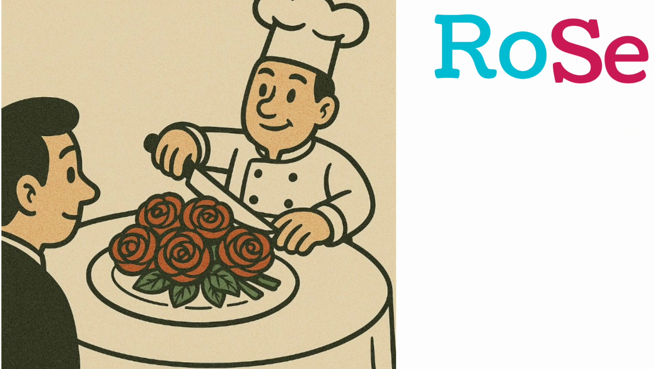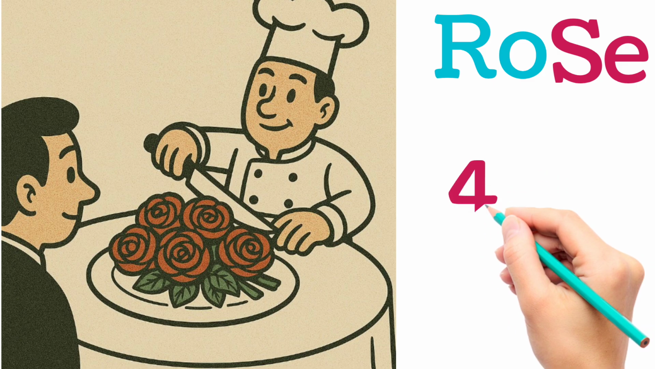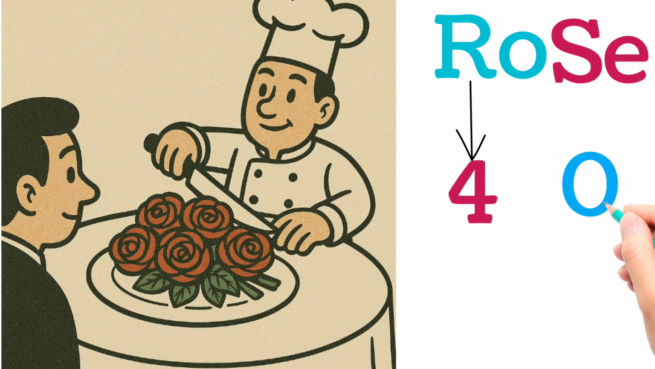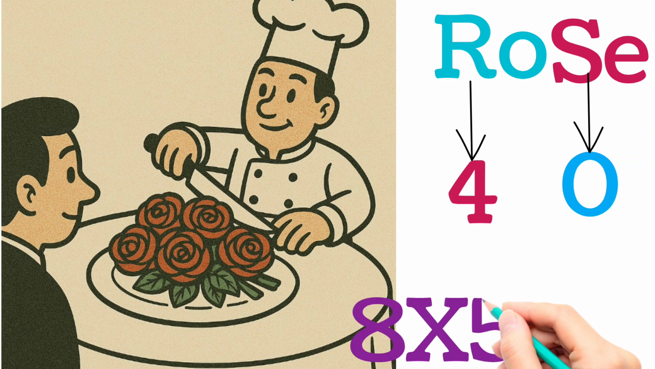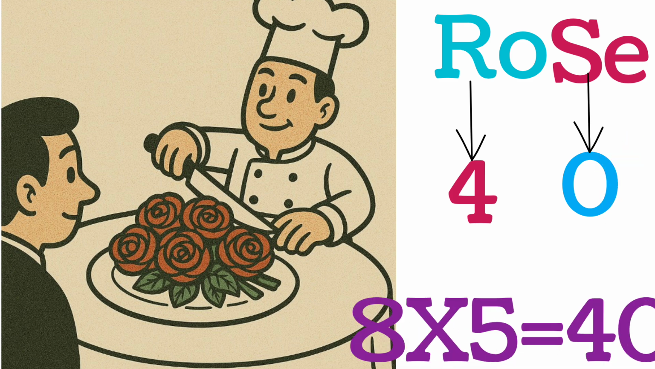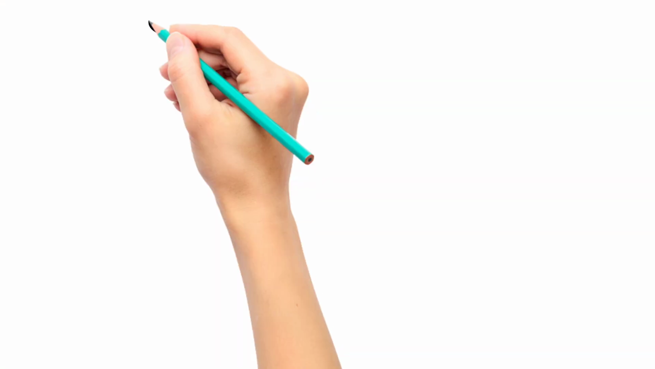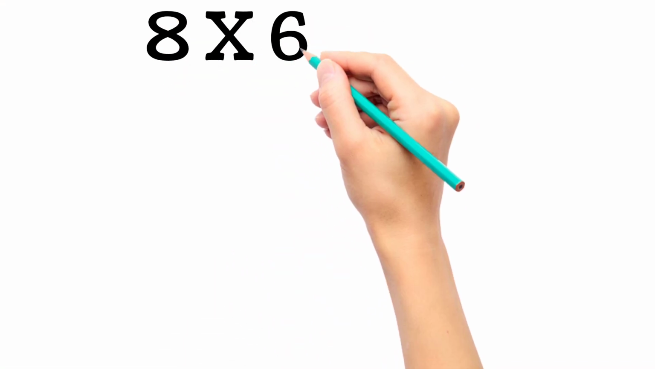Yes, beautiful red roses arranged on a plate. And he's carefully cutting them with his knife. So, whenever you forget 8 fives are what? Just remember this story. 8 is plate. 5 is knife. And on the plate, the chef was cutting rose. Very good, children. And in the word rose, R is equal to 4 and S is equal to 0. That means rose is equal to 40. So 8 fives are 40. Now, let's find out 8 sixes are what?